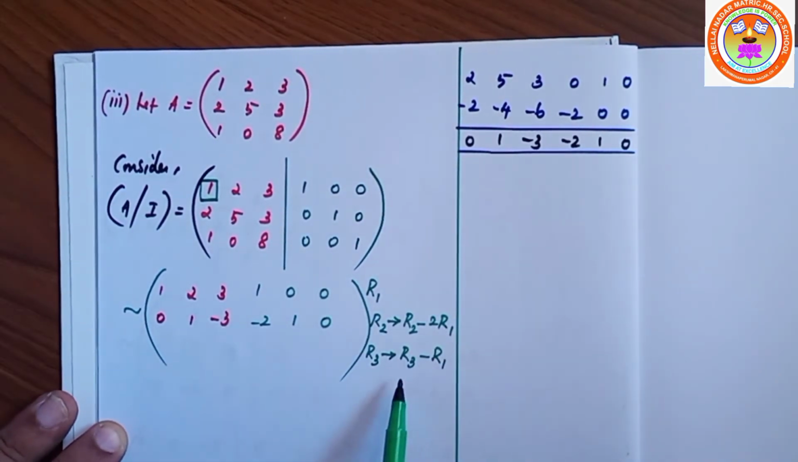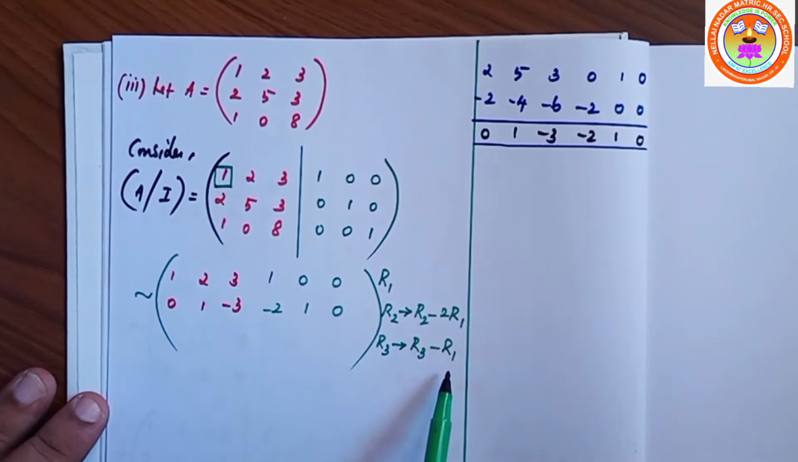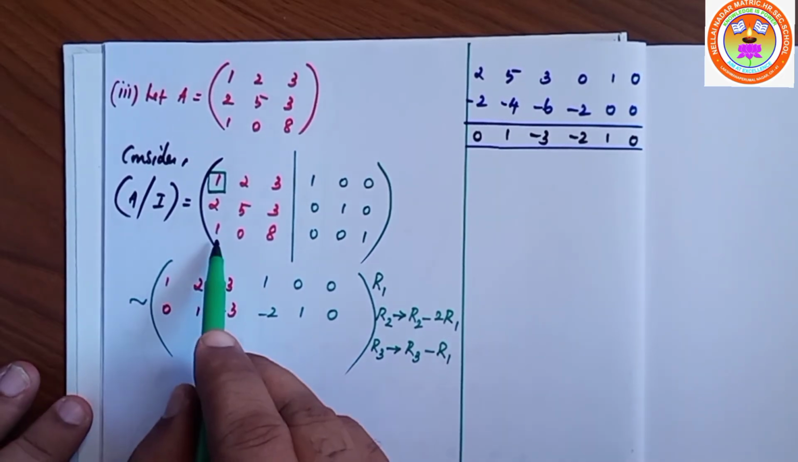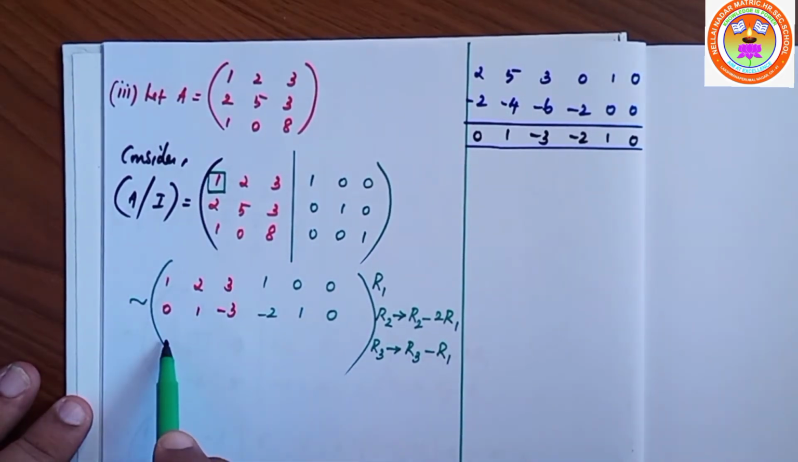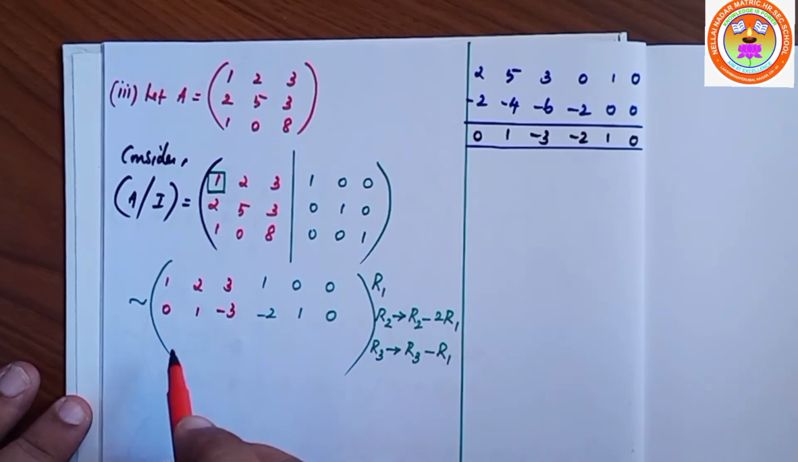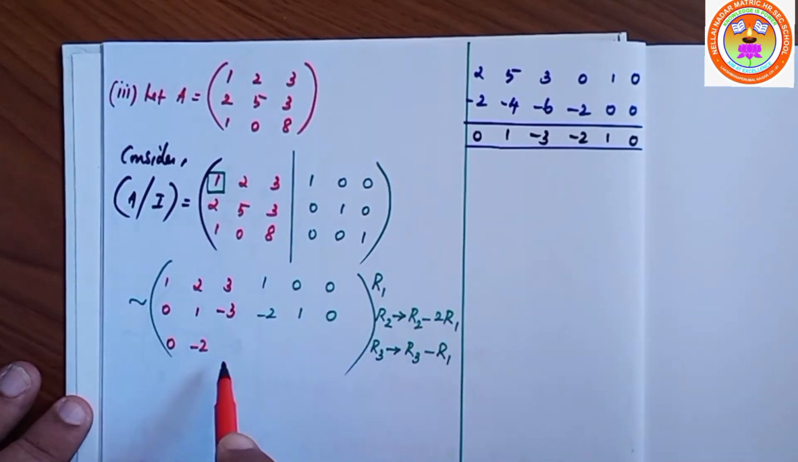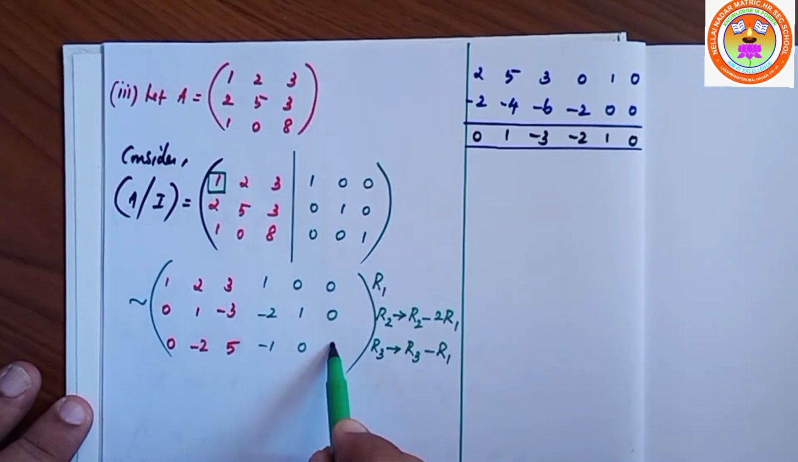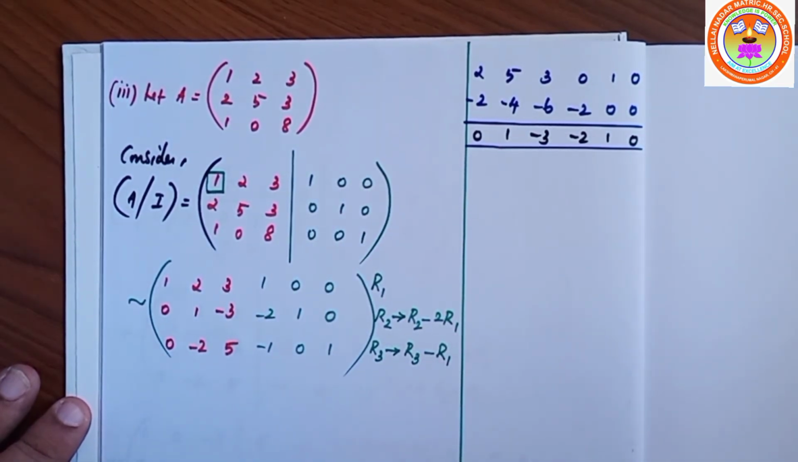Over. Now R3 implies R3 minus R1, direct subtraction, so very easy. 1 minus 1, 0, 0 minus 2, minus 2, 8 minus 3, 5, then 0 minus 1, minus 1, 0 minus 0, 0, 1 minus 0 is 1. Okay.